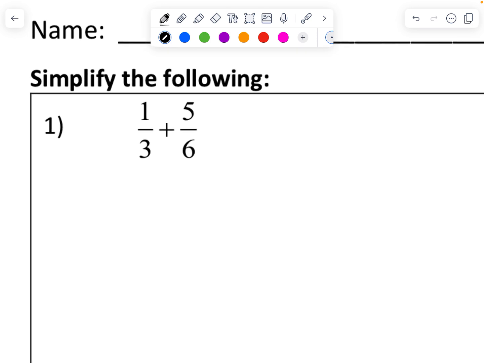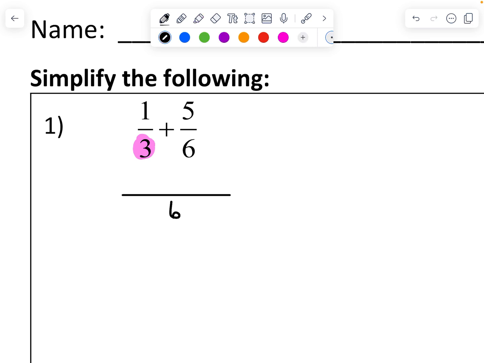This is just taking us back to when we were younger, just to remind us how to do things. So the idea is we want the denominator to be 6, because 6 is the first number that both 3 and 6 go into. So the first thing I ask myself after I decide the denominator is going to be 6 is I look at this 3, and I don't want it to be 3. I want it to become 6.